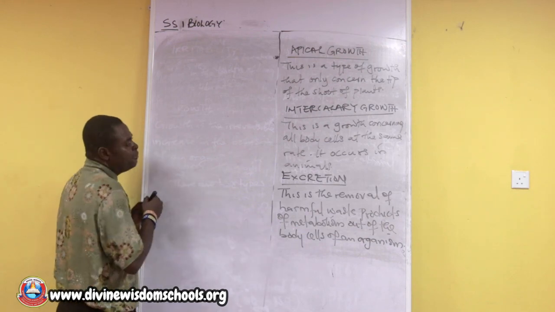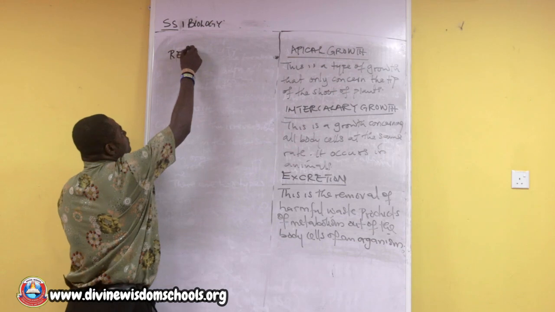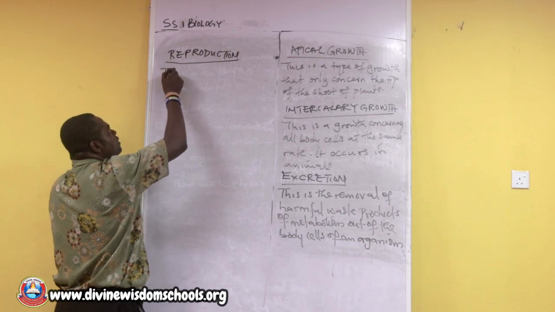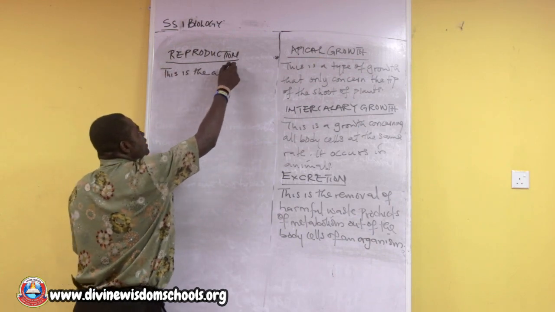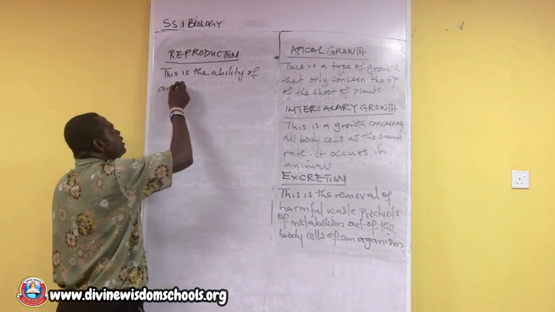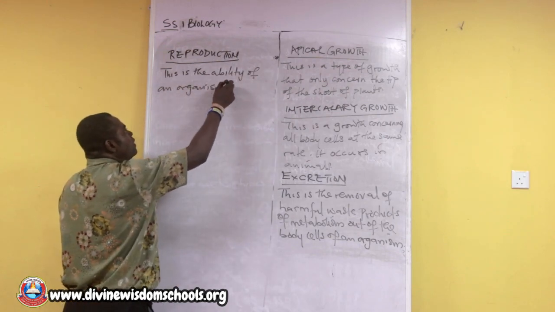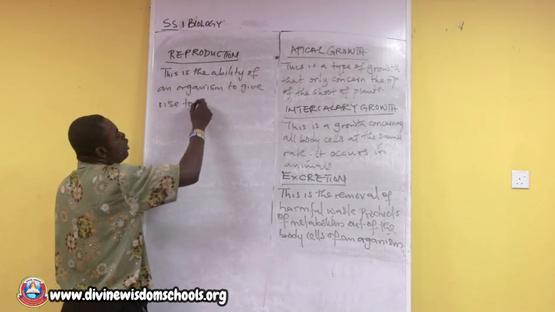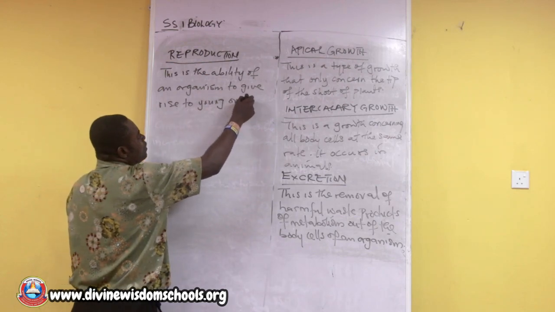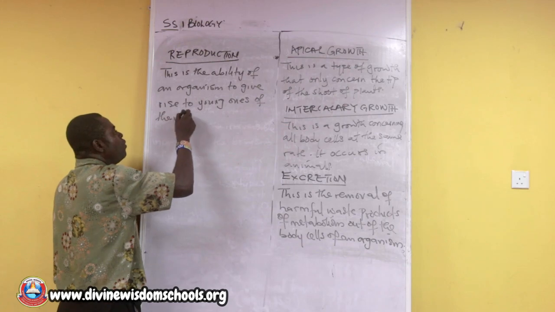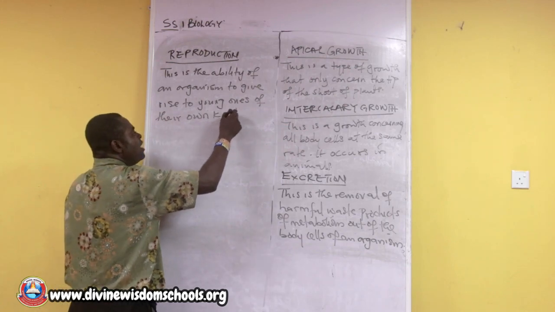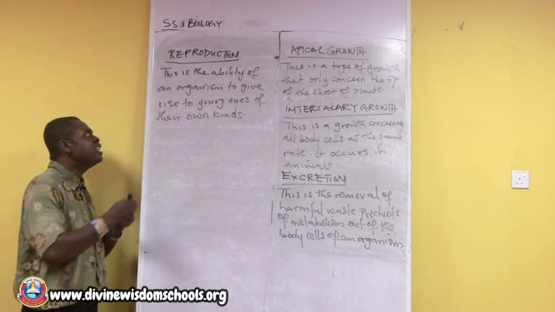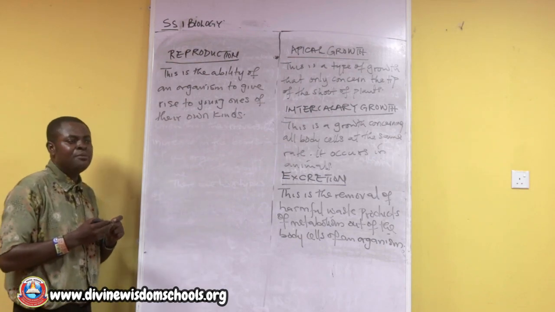Apart from that, we have reproduction. When we're talking about reproduction, this is the ability of an organism to give rise to young ones of their own kind. Some things are very important here. Ability of an organism to give rise. Don't say to give birth. Not all organisms give birth.